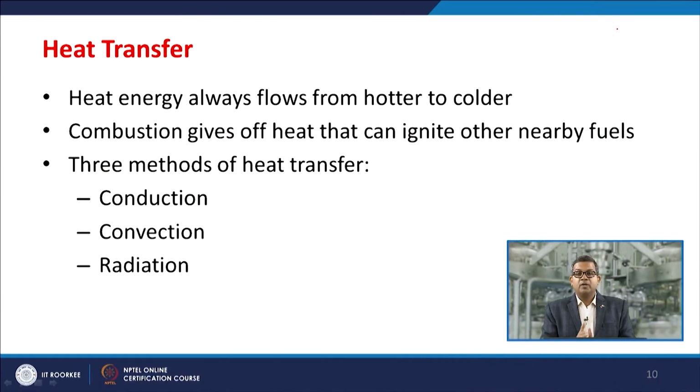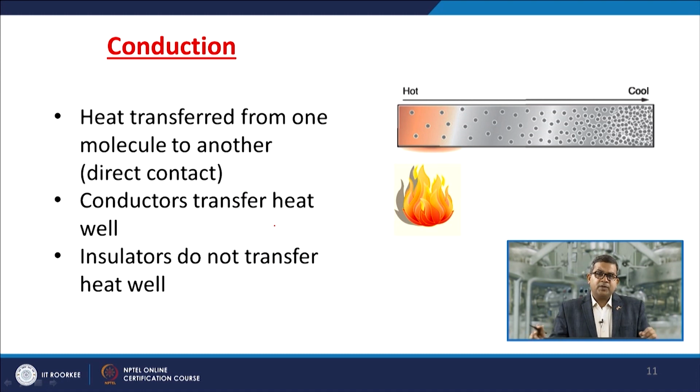Heat energy, we know, is a basic phenomenon that always flows from hotter to colder parts. So combustion gives off heat that can ignite other nearby fuel, sometimes because of auto ignition, and sometimes because of conduction, convection, or radiative heat transfer. So the three methods of heat transfer are conduction, convection and radiation. Now let us have a brief look at these modes of heat transfer.